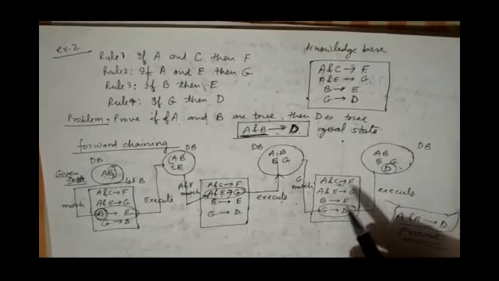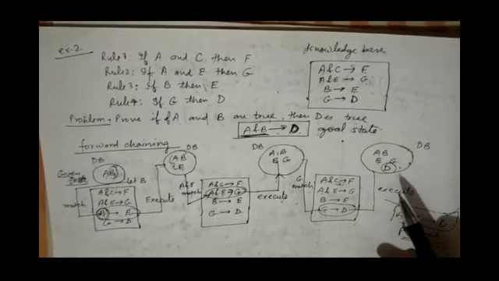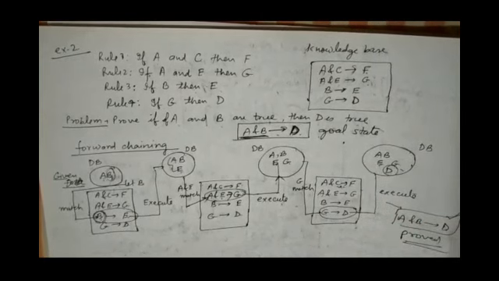So this is how we can apply forward chaining or backward chaining in getting the goal state, in proving the given statement. Thank you very much.